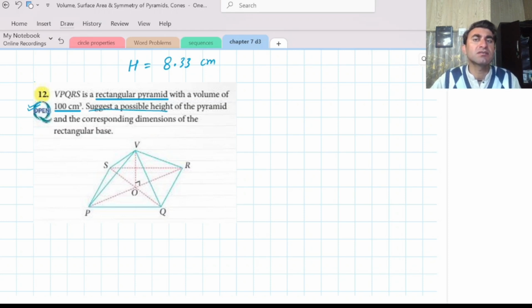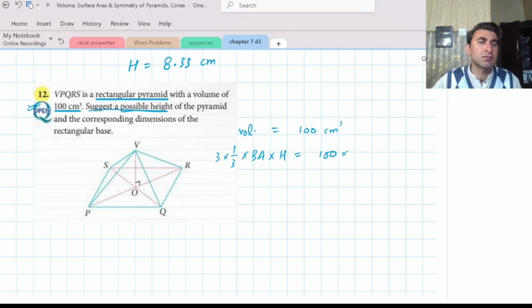So we will start with suggesting a possible value of height, but first let us deal with the volume, as it is known that volume equals 100 centimeter cube, and we know the volume of a pyramid is 1/3 the base area times height, so it equals 100, and if I multiply 3 on both sides, it will be base area multiplied by height is equal to 300.